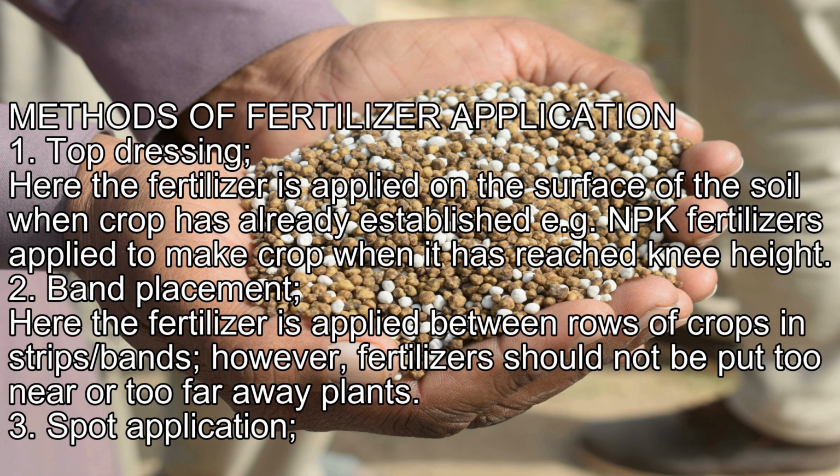Methods of fertilizer application. 1. Top dressing. Here the fertilizer is applied on the surface of the soil when the crop has already established, e.g. NPK fertilizers applied to maize crop when it has reached knee height.